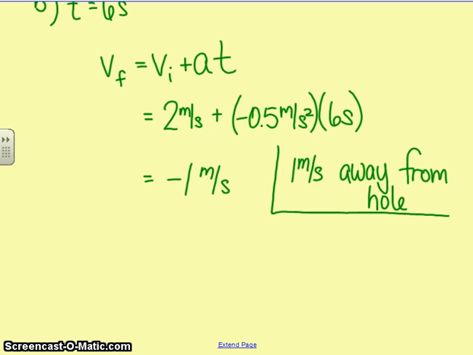I know that it's away from the hole because I got a negative sign on my answer over here, and it said toward the hole was positive, so the opposite would be away from the hole. That's a logical answer, and so I boxed it, and we are finished with this problem. Let's try another.